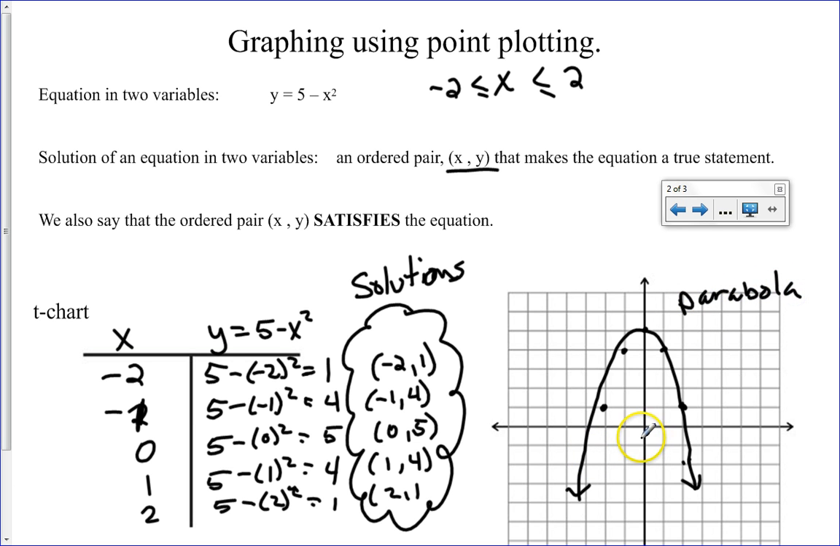And why do you think it's facing downward in this case? Notice, and this is just for your information, that the x squared term is negative. Most parabolas, if it doesn't have a negative, would be facing the other direction, okay? But that's why it's facing downward. Any questions on that one? Yeah, this is a negative one because the x squared is negative.